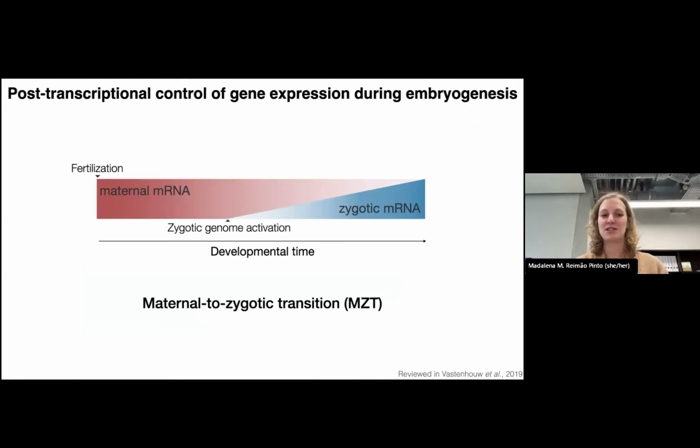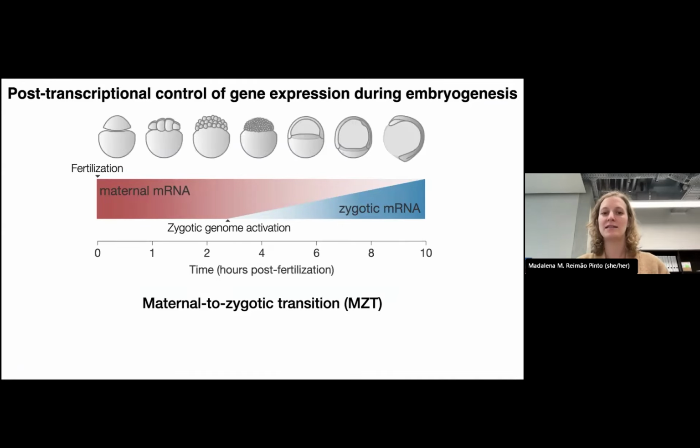Upon fertilization, transcription is silent, so embryos rely on maternal products for early embryogenesis to take place. This is termed the maternal to zygotic transition, MZT, where maternal control is handed over to the zygote upon zygotic genome activation. And I study this developmental process that is conserved in the zebrafish embryo, which within 10 hours goes from a single fertilized cell to an embryo with more than 25 different cell types.